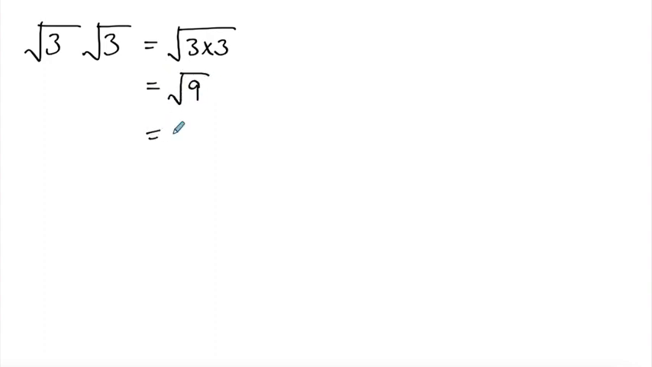Now, when we are simplifying radicals, we're just going to use the positive square roots. We're not going to worry about the negative square roots. We know that the square root of 9 is going to be plus or minus 3, but we're just going to keep this as positive 3 when we're simplifying radicals. So we can safely say that the square root of 3 times the square root of 3 is just going to be 3.